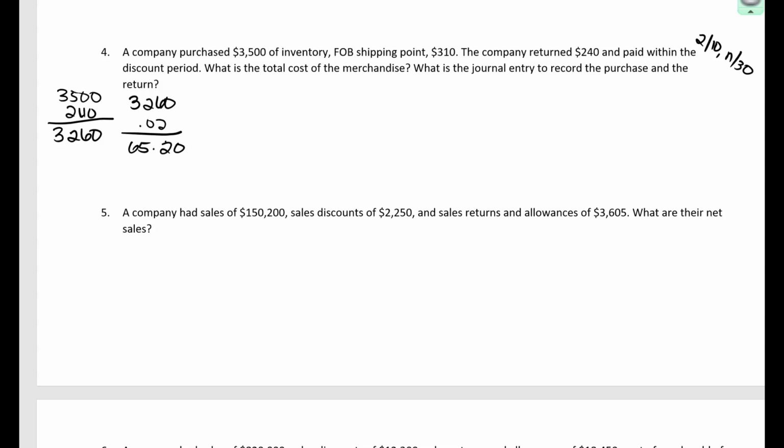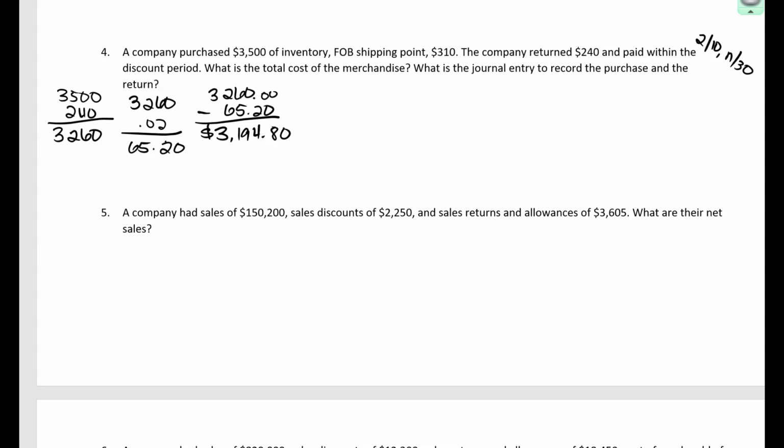Okay, we want to subtract that from the amount of the invoice, minus $65.20, and we get a net amount of $3,194.80. This is how much you're actually going to cut the check for.